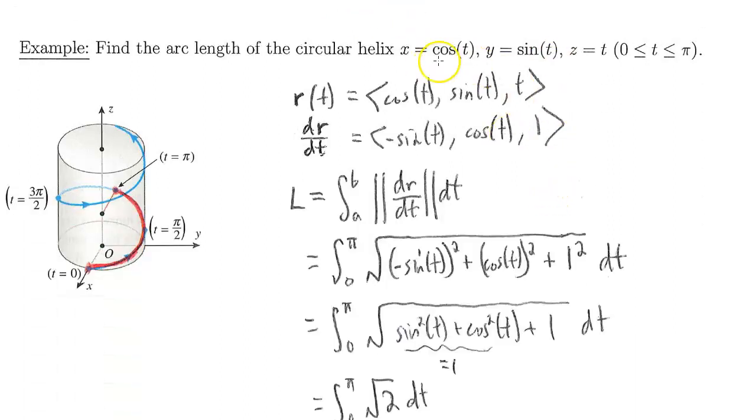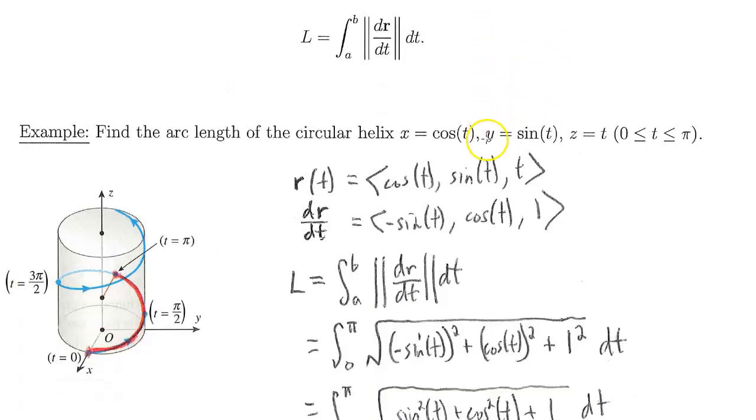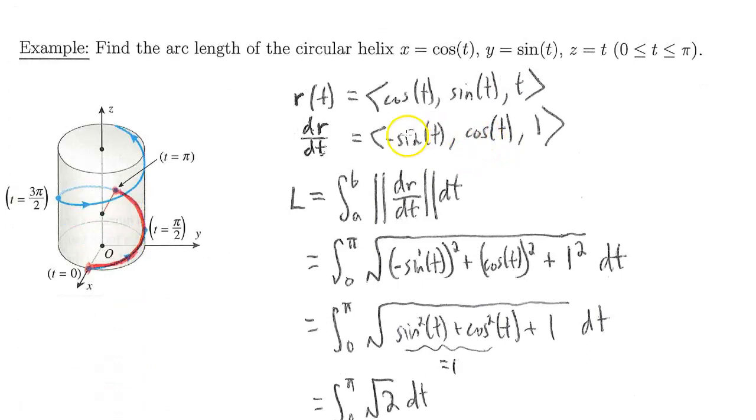Find the arc length of the circular helix x equals cosine t, y equals sine t, z equals t. By the way, notice in this formula you need to have a smooth vector valued function. Otherwise the curve could maybe retrace itself and you'd have issues with that. But find the arc length of this circular helix from t equals 0 to t equals pi. So notice this circular helix winds around and it keeps winding around. When t is 0, we're right here at the point 1, 0, 0.